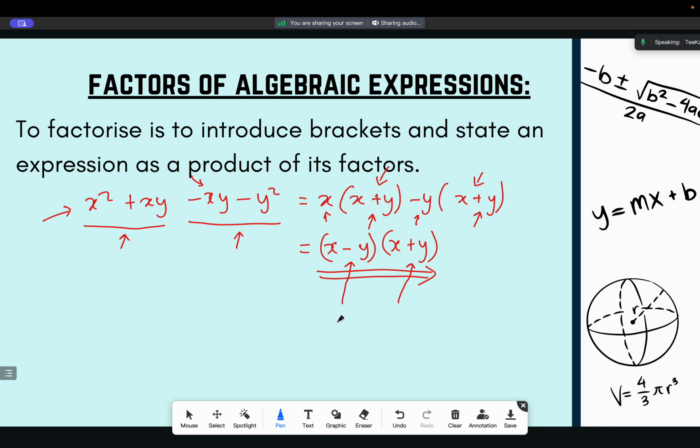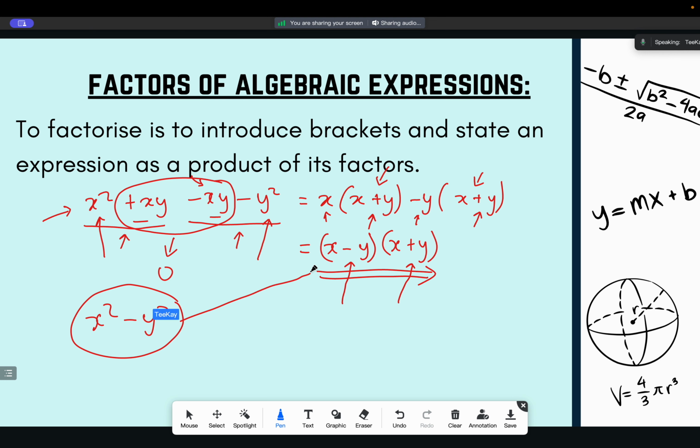And here, if you look, now we have x minus y and x plus y, and some will be asking, but this expression means we have a difference of two squares. And yes, if you look closely here, we have a difference of two squares. If we expand this, we will get a zero, which will leave us x squared minus y squared, which is the difference of two squares, and that's why we get this answer.